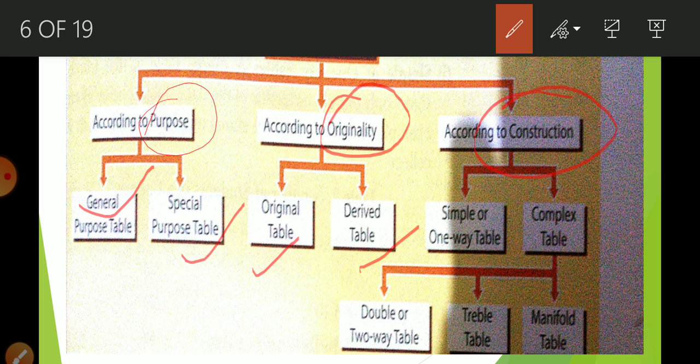Now construction: on the basis of construction, there are one-way tables and complex tables.